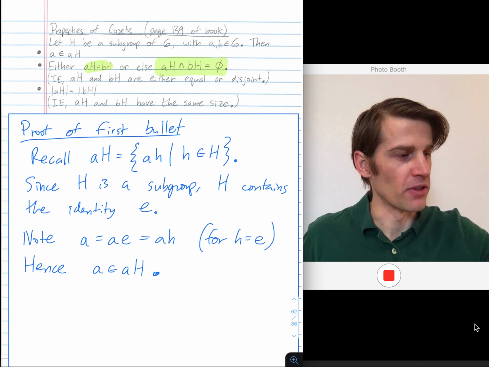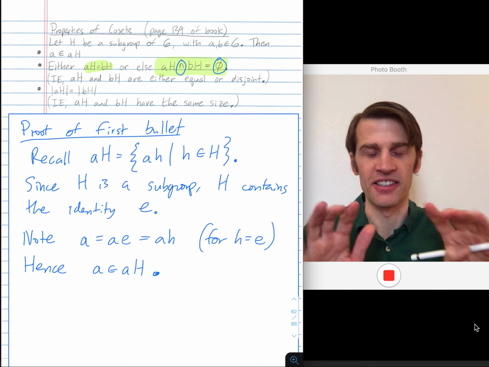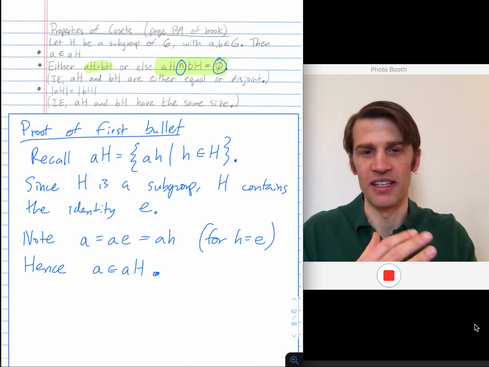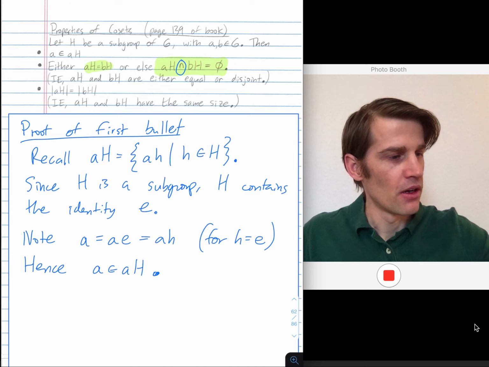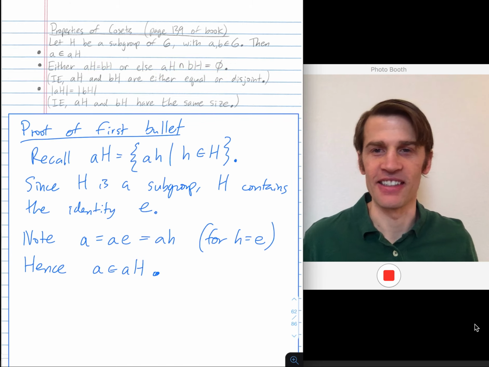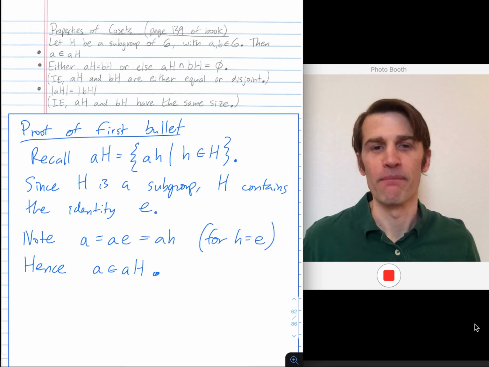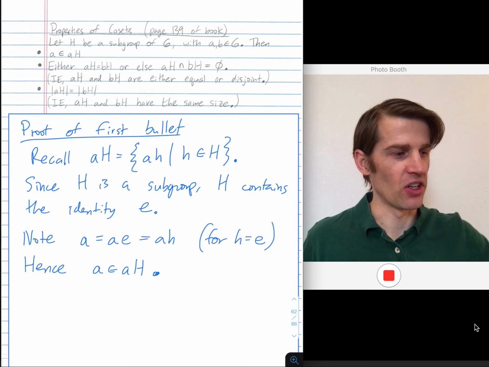This symbol right here means intersection, and this symbol right here is the empty set. So the intersection of these two cosets is empty. In other words, they have no elements in common. We won't prove this together. You can try it out and let me know your questions. But let me just show you an example of this.